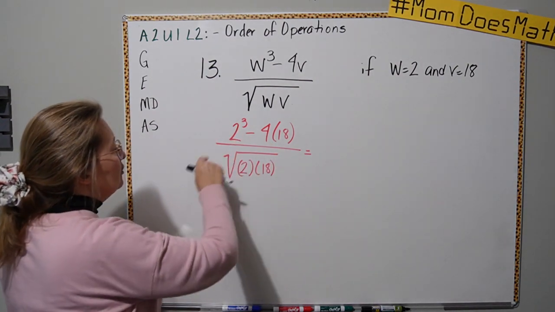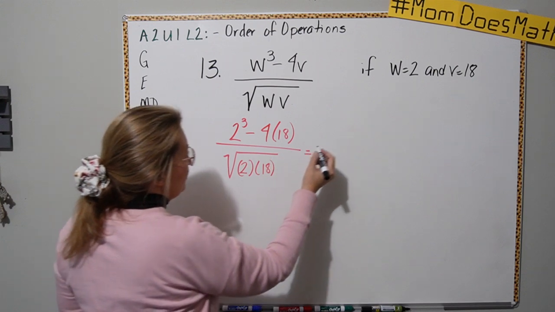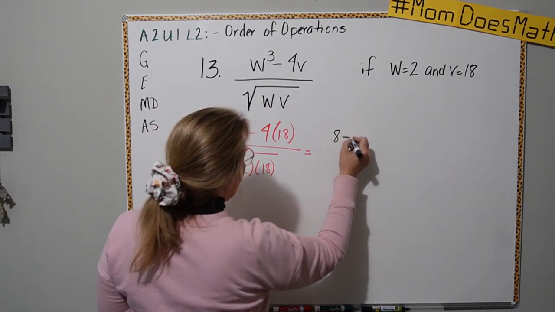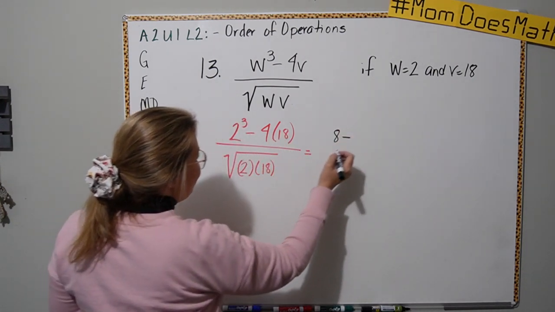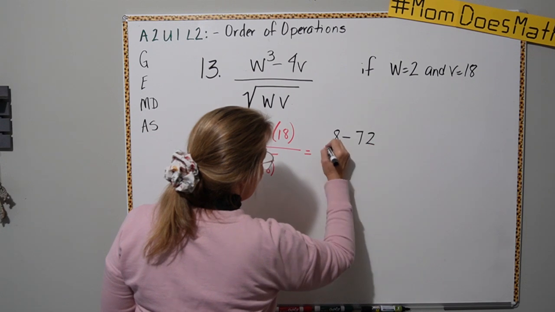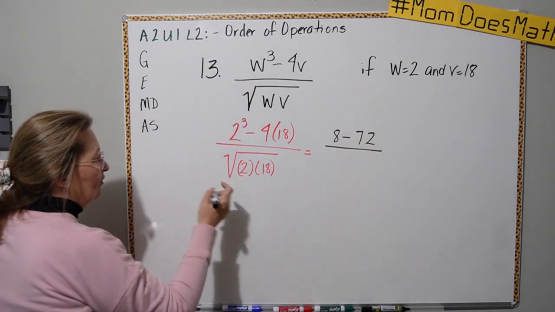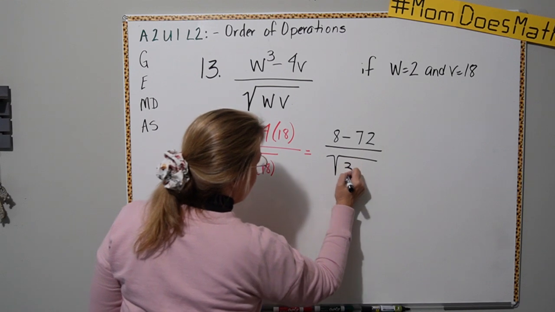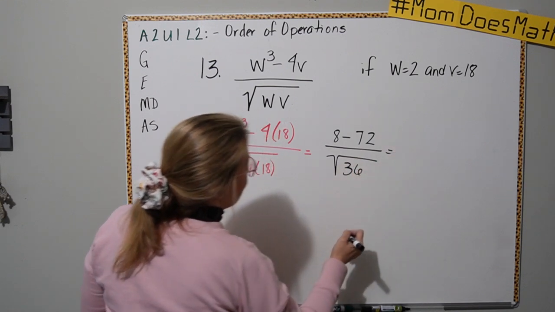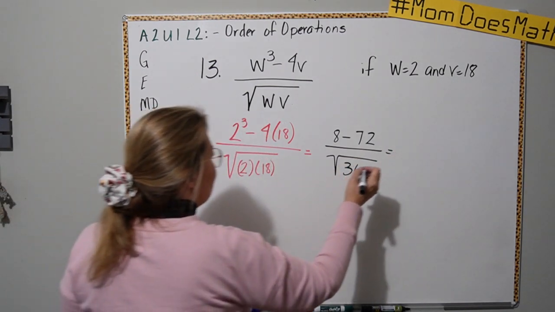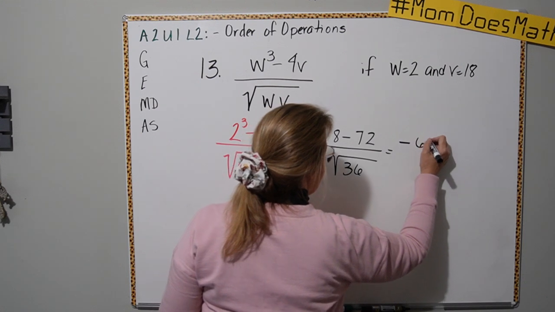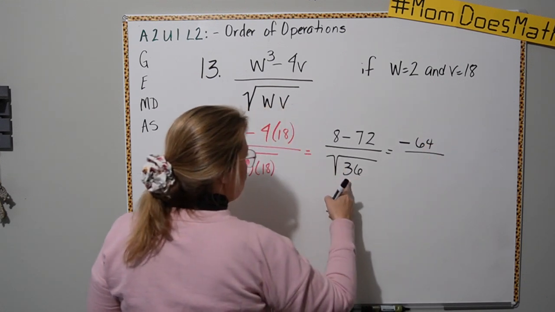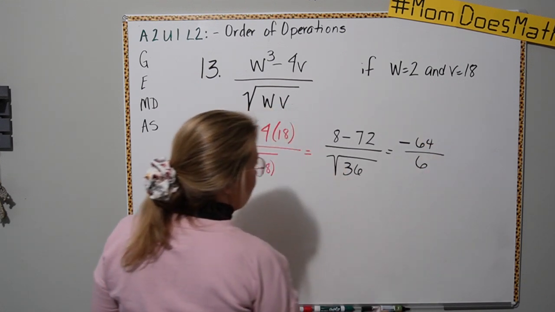So 2 to the third power, 2 times 2 is 4, times 2 is 8. And 4 times 18 is 72. All right, down here I have the square root of 2 times 18 is 36. All right, 8 minus 72 is going to be negative 64. And the square root of 36 is 6.